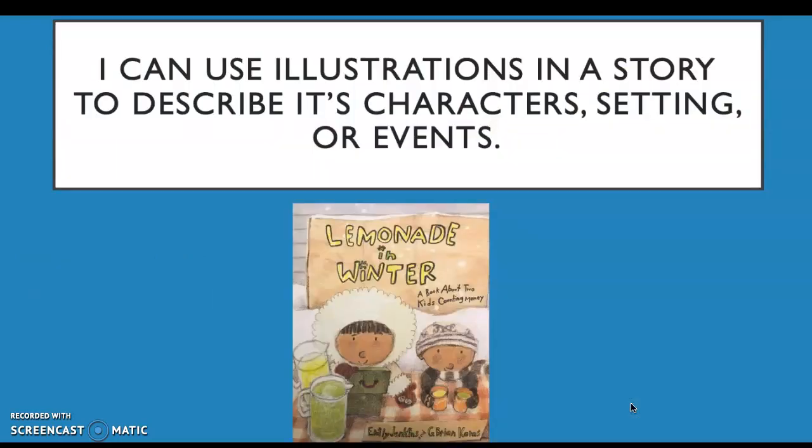So boys and girls, let's remember that whenever we are reading a story and there are illustrations in the story, we can use those to help us describe the characters, the setting, and the events. The text is going to give us a lot of good information, but the illustrations can give us even more information.